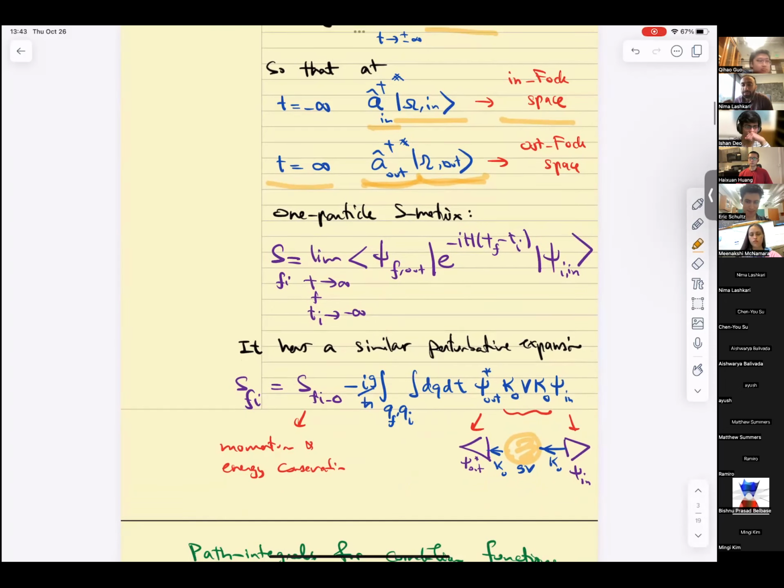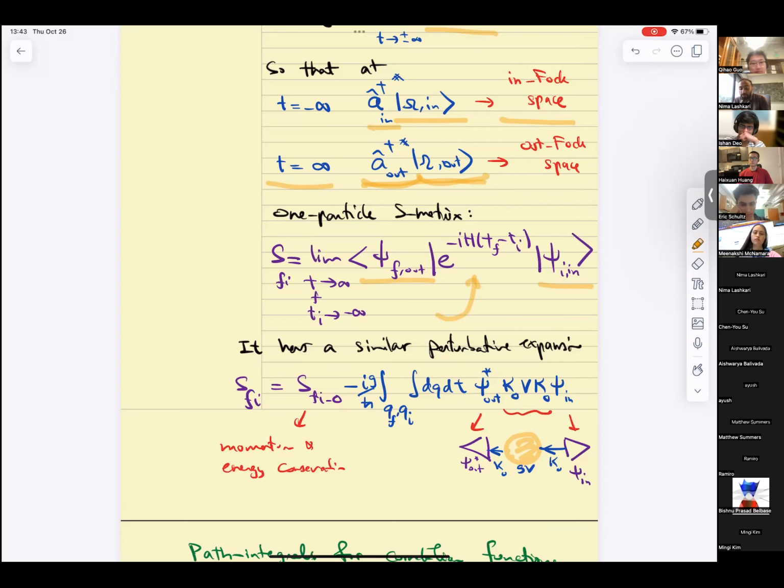Now, the one particle S matrix is when you pick some one particle wave function of the in Hilbert space, you take a one particle function of the out Hilbert space, and in between, you put time evolution, but of the interacting theory.